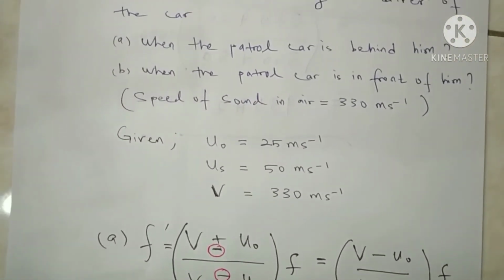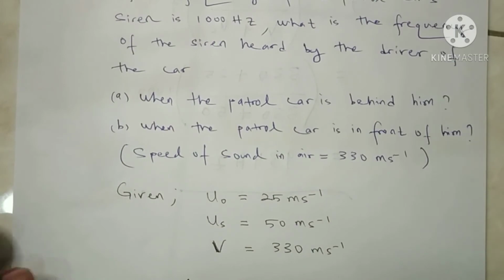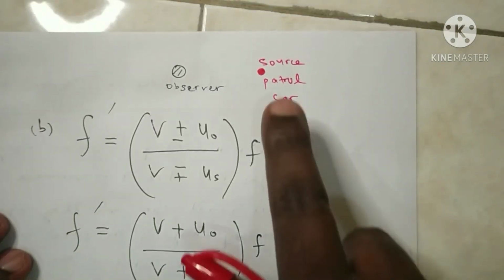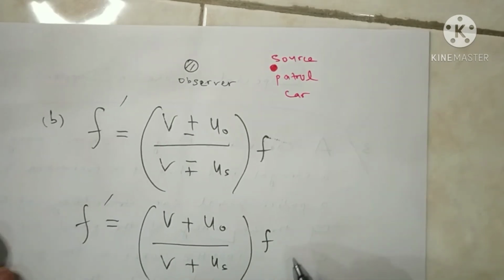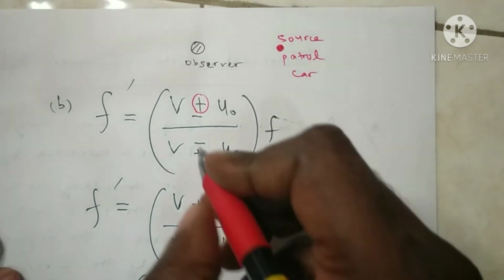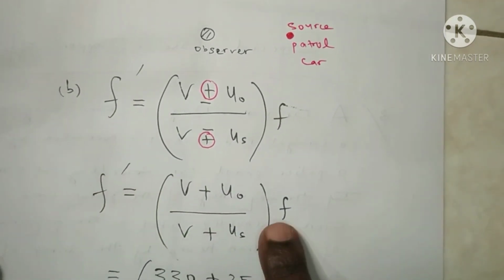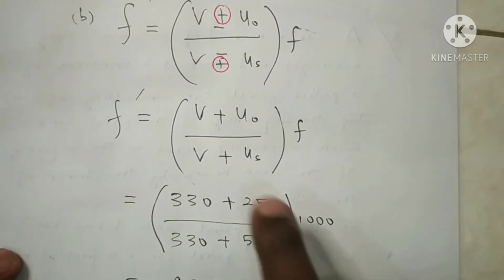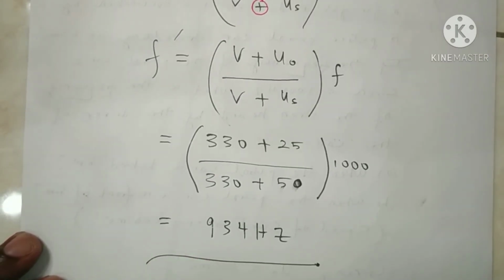For section B, when the patrol car is in front of him, now the source is heading to the observer. The numerator will be positive and the denominator will be positive too. Then you're going to get this formula, and substitute all the possible values accordingly in this formula, and the apparent frequency will be 934 Hertz.